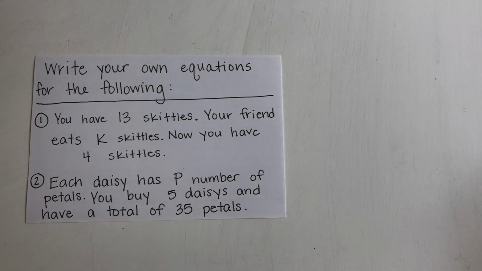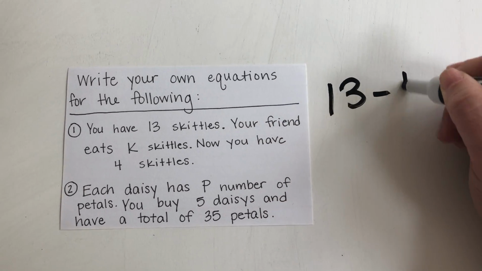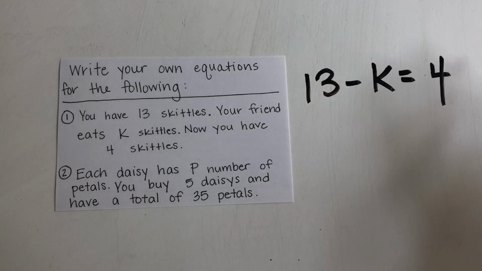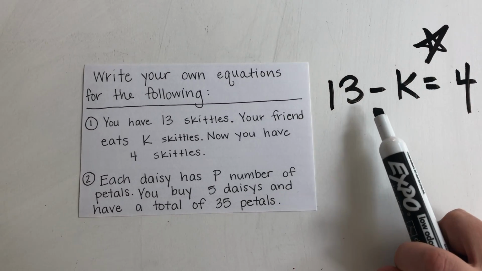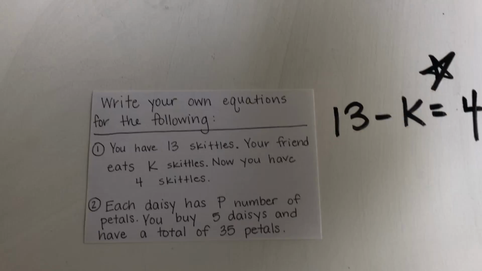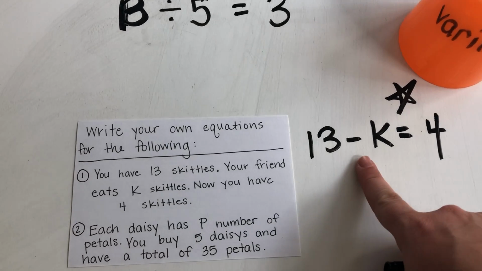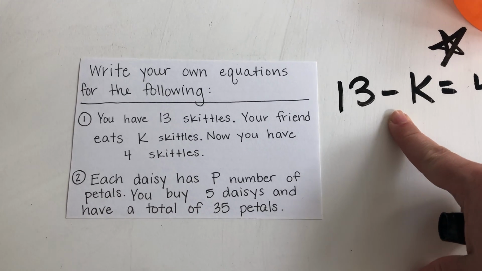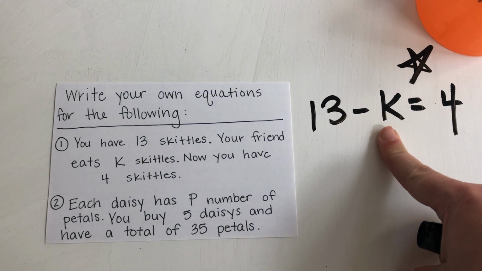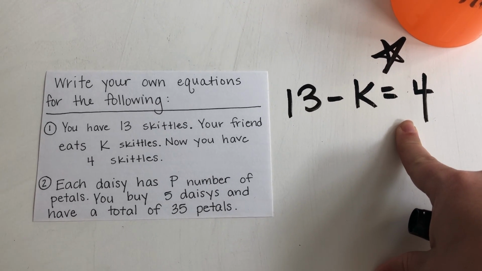Did you try it on your own? Did you get 13 minus K equals 4? If you did, good job. You had 13 Skittles. Your friend eats K of them. We don't know how much. Remember, it could be hiding underneath our cup for a variable. But we do know that we have to write it in a number sentence, so we use the variable K. After your bad friend comes and eats your Skittles, you end up with 4 of them. 13 minus K equals 4.